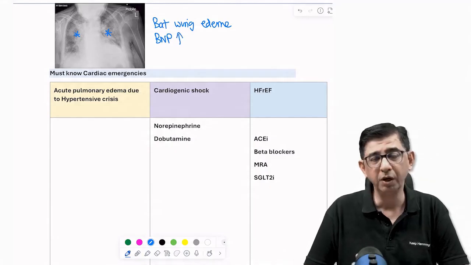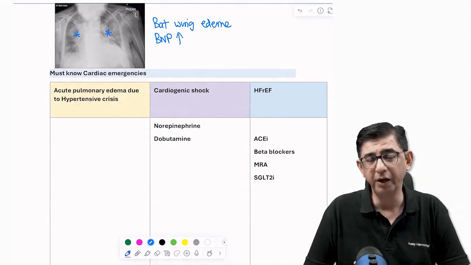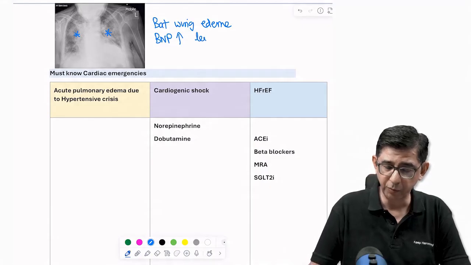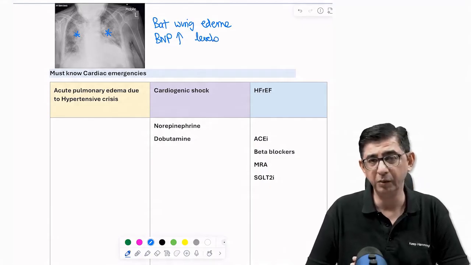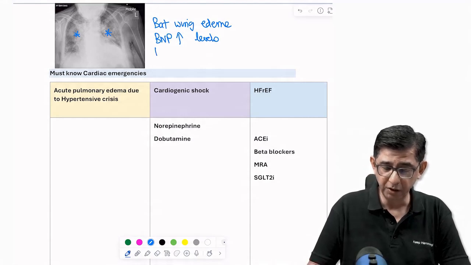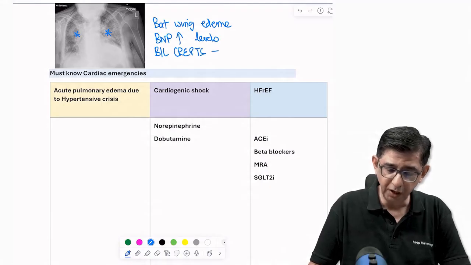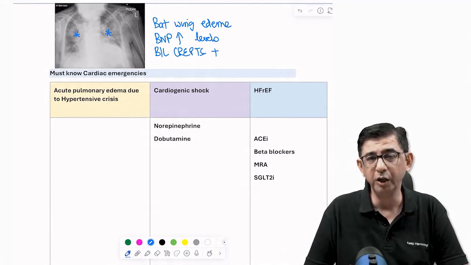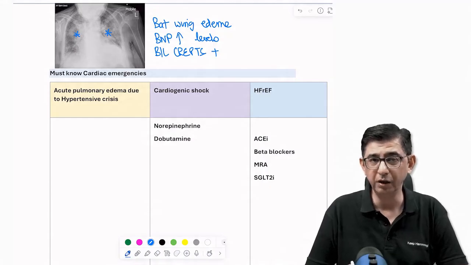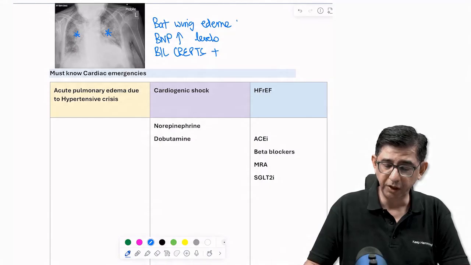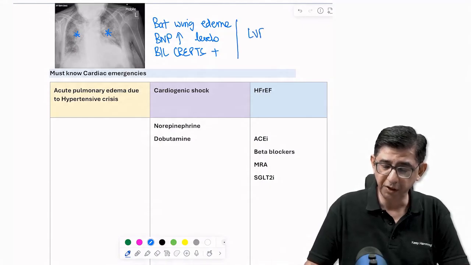Would be bat wing edema, B-type natriuretic peptide, BNP levels in the patient, that is pro-BNP levels would be elevated in a patient. Along with that, he might mention that there are bilateral crepitations in the lung fields of a patient. So if any of these data are given, like bat wing edema, elevated BNP levels, bilateral creps that are present, then we have to think in terms of that the person is having left ventricle failure.